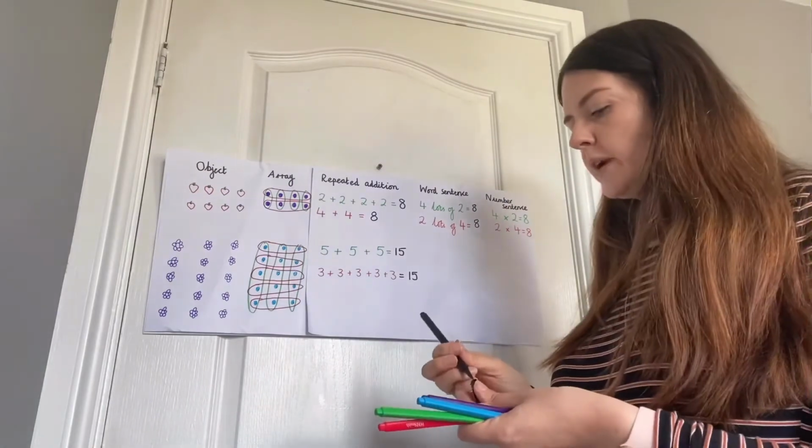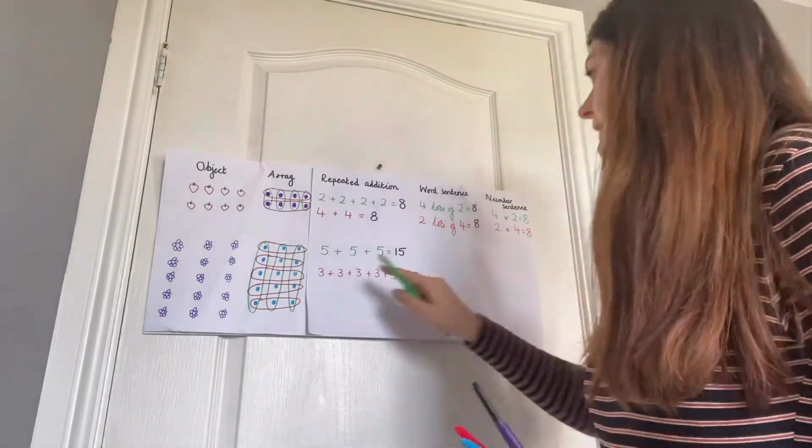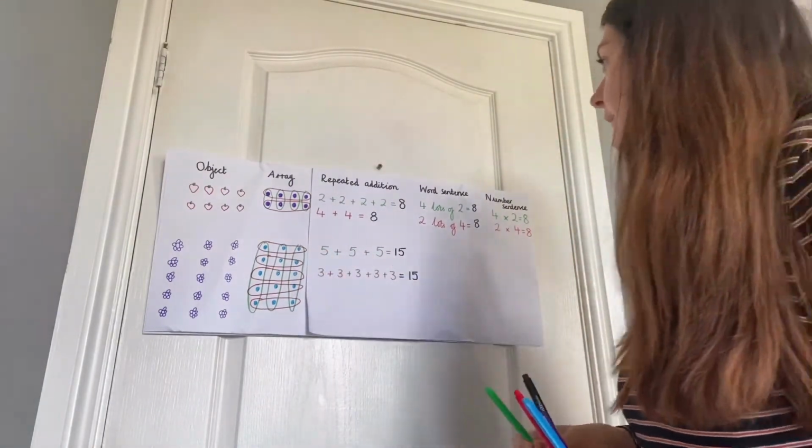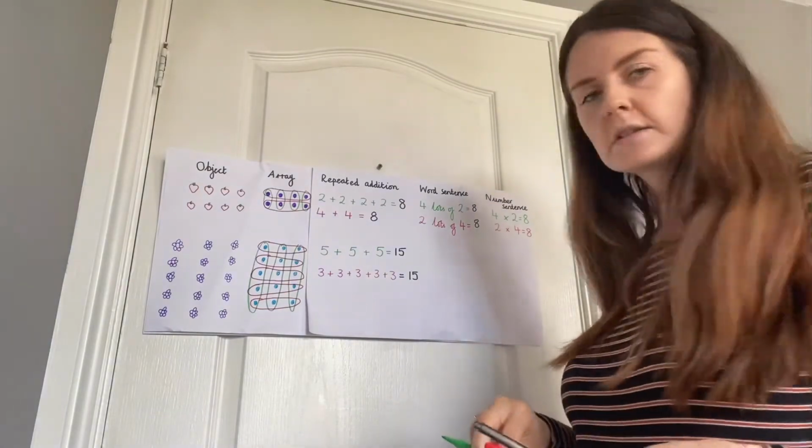Now we're going to do our word sentences. So we're going to start off with our lots of 5. So how many lots of 5 did we have?